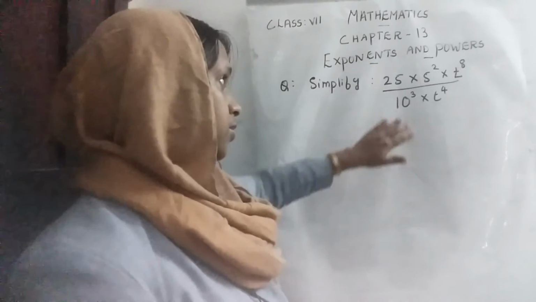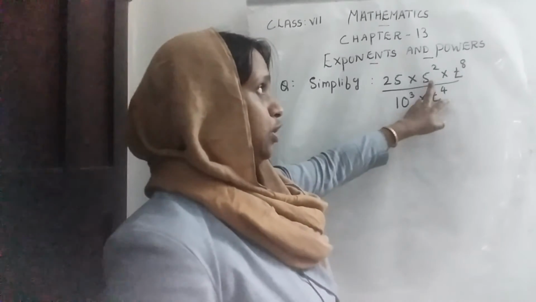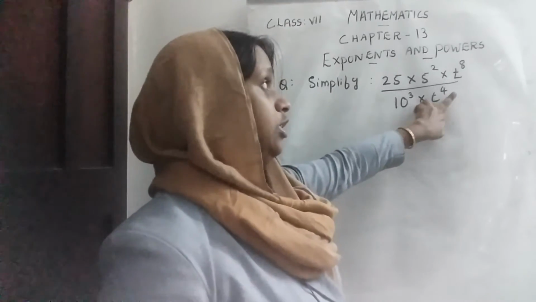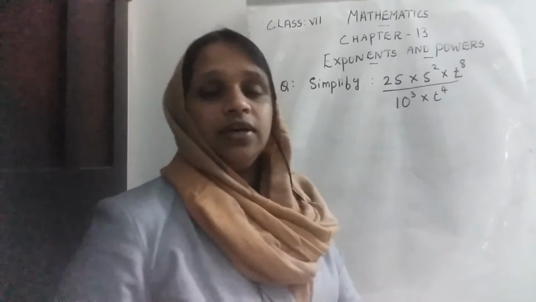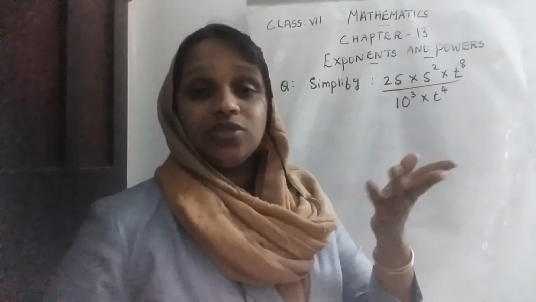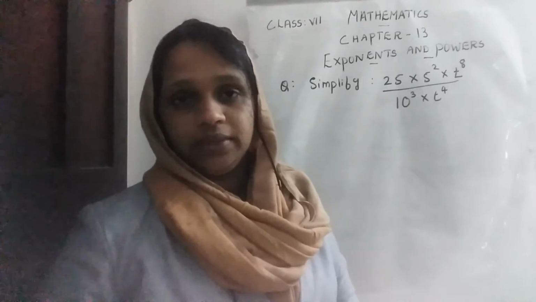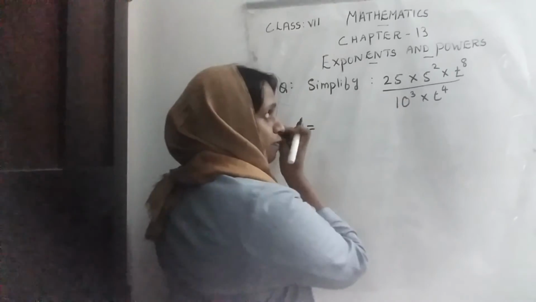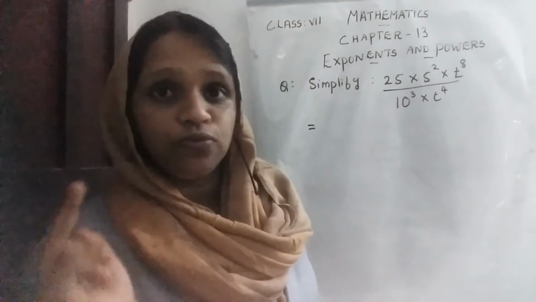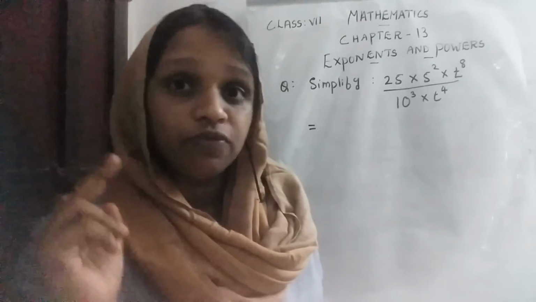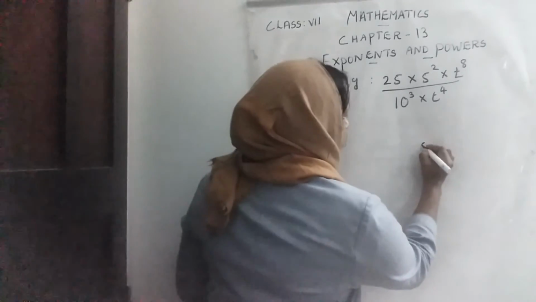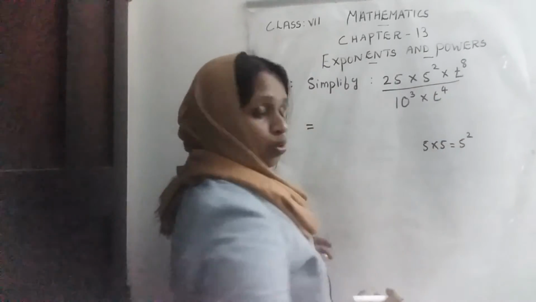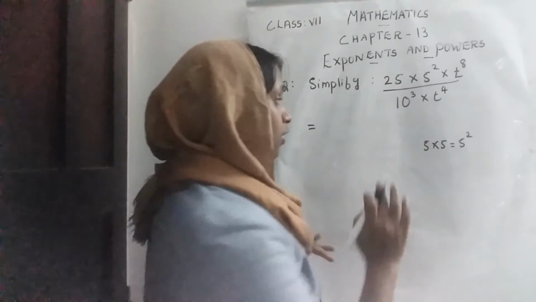Next question. Simplify 25 into 5 squared into t raised to 8 by 10 raised to 3 into t raised to 4. Here we want to use the laws of exponents and then simplify. Look at 25: 25 means 5 into 5, which is 5 raised to 2, or 5 squared.